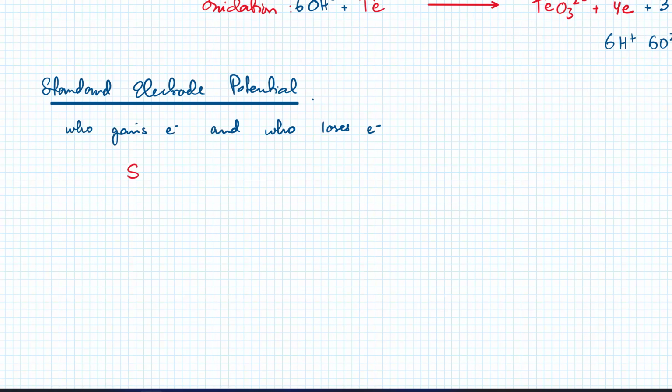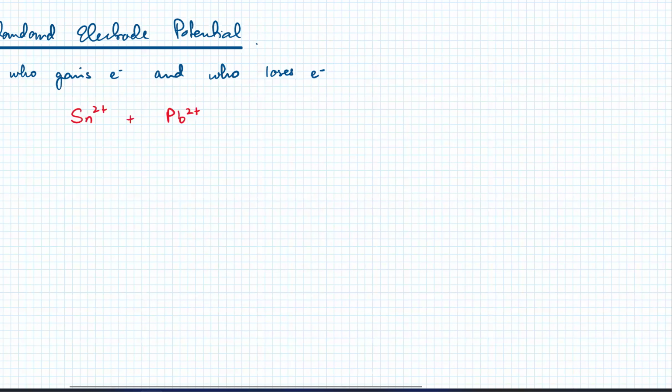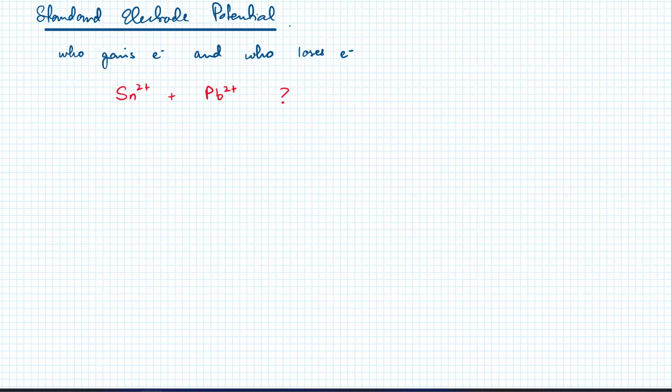So for example, if I give you a reaction of Sn2+ reacting with Pb2+, at this point I have no idea what's going to happen. I have no idea who's going to lose electrons or gain electrons, and how many electrons would be lost and how many would be gained. We have no idea at the moment. So how do we develop a system where we're able to figure out what a redox reaction is going to look like in this case?